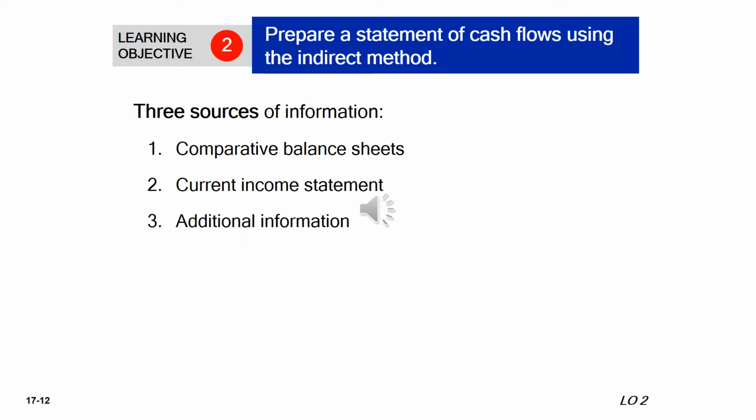Moving on to the second learning objective, we're going to try to prepare a statement of cash flows using the indirect method. To prepare a statement of cash flows, we need to collect information, and the three main sources of information that we're going to depend on to create a statement of cash flow are the comparative balance sheets, the current income statement, and some additional information that you might not find on those two financial reports.